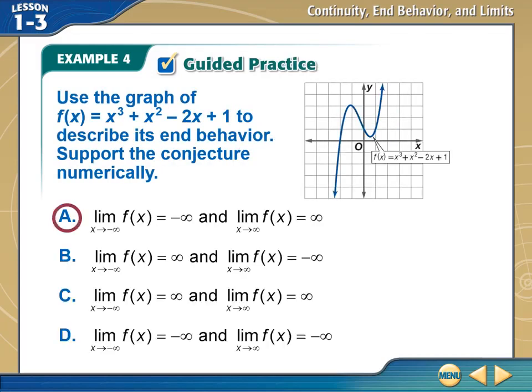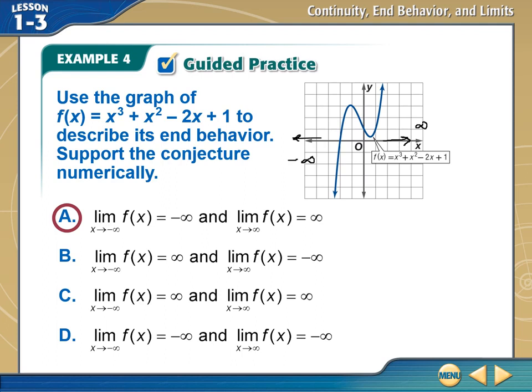Here's a guided practice for you. Example number 4. Use the graph of f of x equals x cubed plus x squared minus 2x plus 1 to describe its end behavior, and we need to support the conjecture numerically. Okay? So you will do the numerical part. I will explain the graphing part. First of all, I need to see what is happening to y as x goes towards infinity and what happens as x goes towards negative infinity, right?